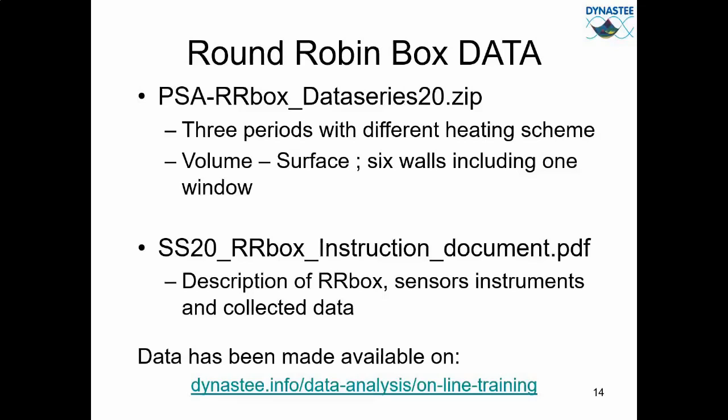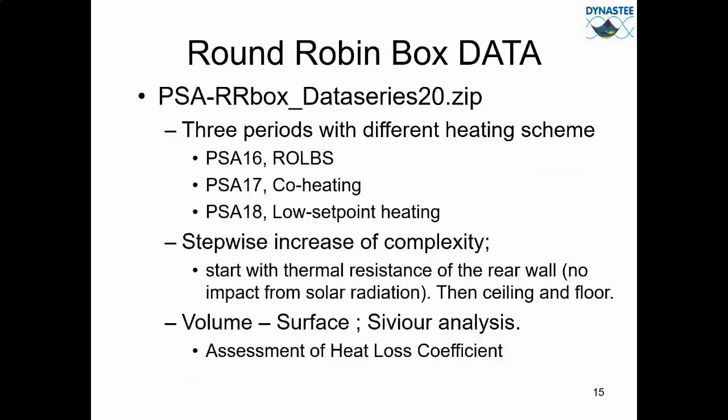You have 6 walls. One is a window, so you can also do some analysis on how to get the thermal characteristic data of a window. It is coming with an instruction document where you find a clear description of the experiment, and you can find also all the descriptions of the sensors and instruments that have been used. That one is also available on our website.